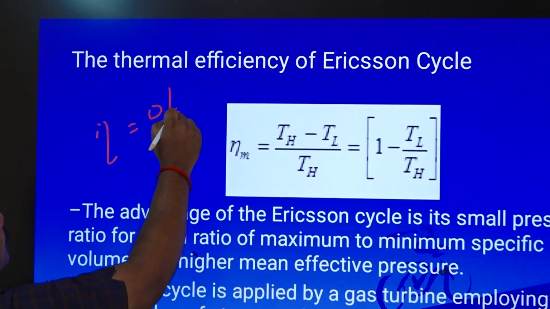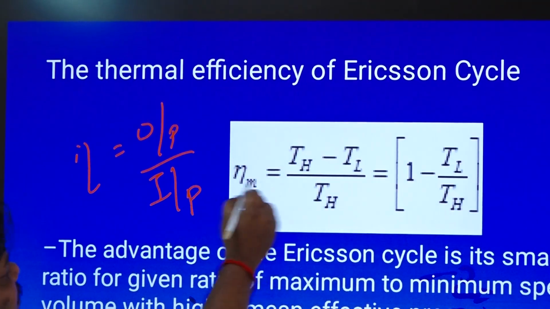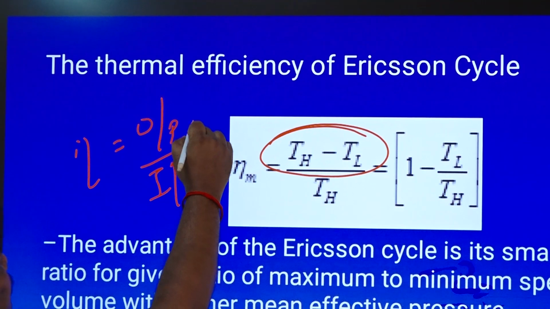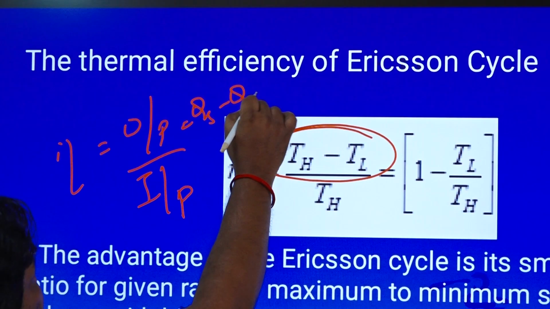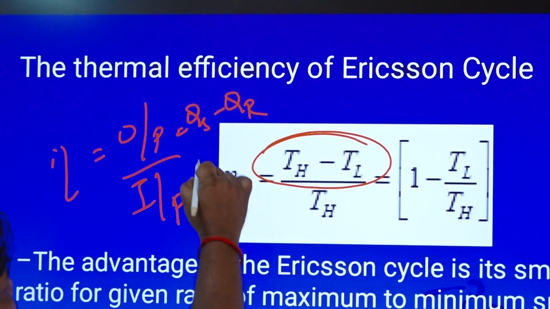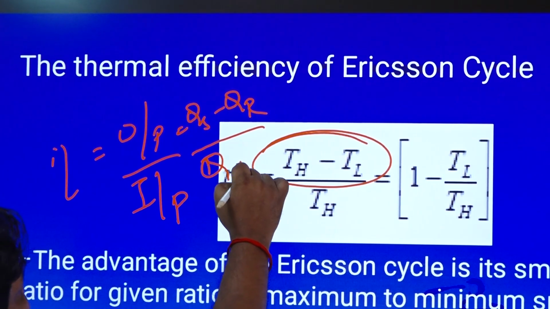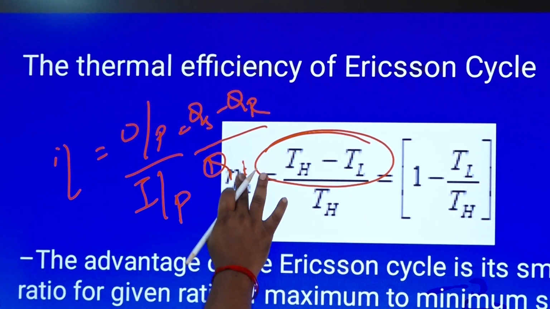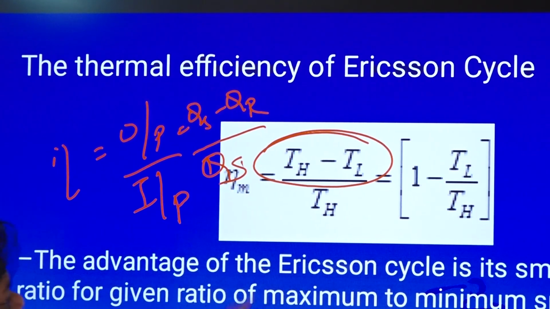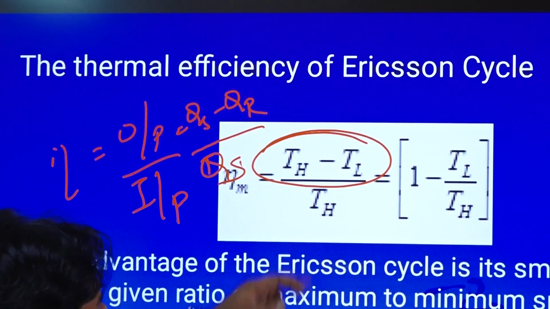Efficiency is output by input. In this you can see that this is the output, QS minus QR. The input is the amount of heat energy that is added. Okay, so that is QS. Okay, so TH is the respective temperature for this QH.